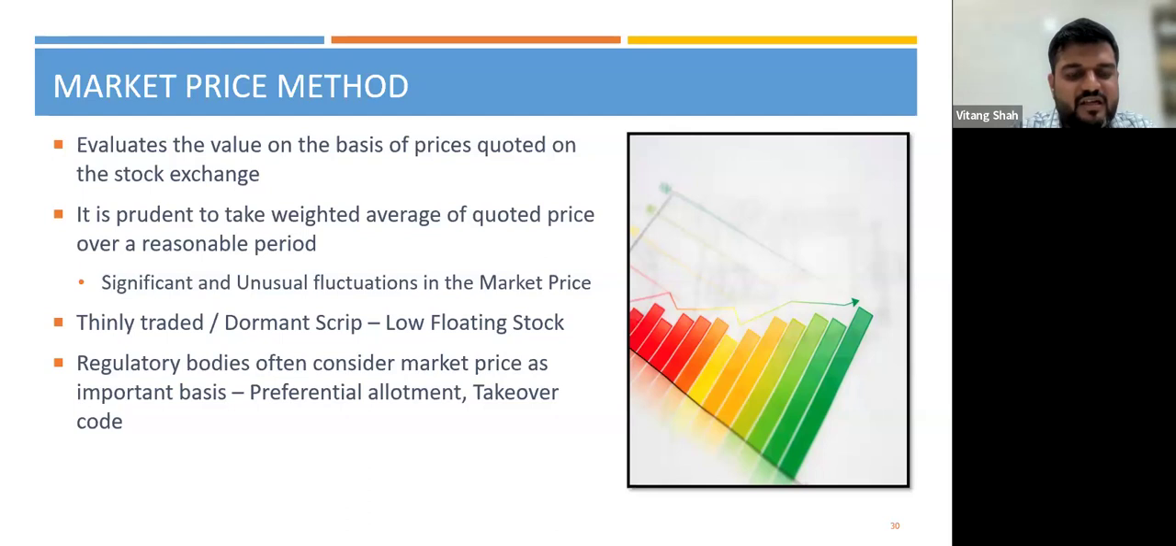However, there are regulatory bodies which actually look at the market price and give importance to that. Those are transactions wherein there is a preferential allotment, where there is a fixed formula. When there is a takeover, there is a fixed formula that the price cannot be lower than, say, the volume weighted average price over the past 10 days or 90 days, whichever is higher. So a lot of significance is given to the market price by SEBI in terms of the various transactions which fall under SEBI regulations.